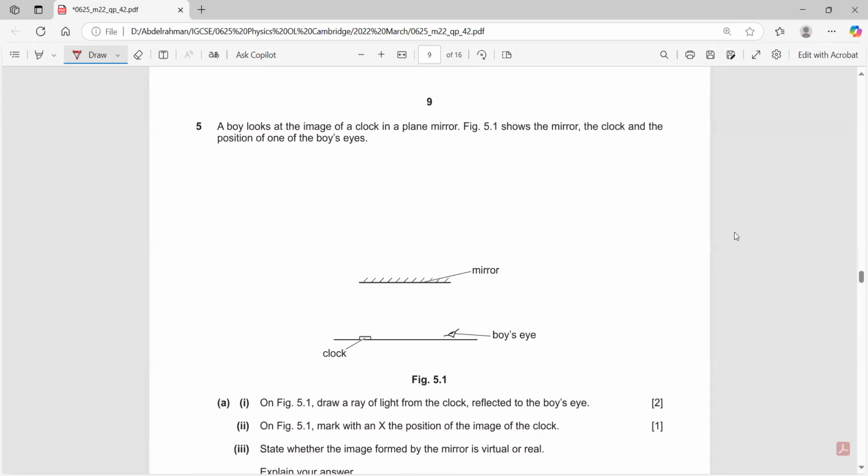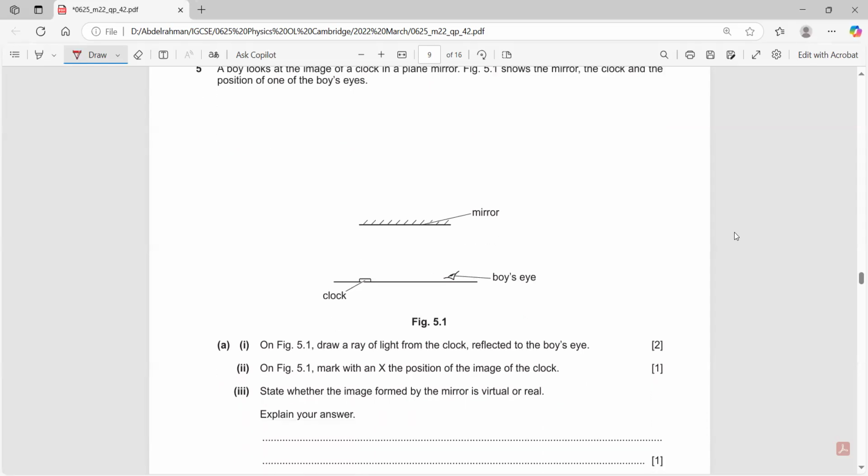A boy looks at the image of a clock in a plane mirror. Figure 5.1 shows the mirror, the clock, and the position of one of the boy's eyes. On figure 5.1, draw a ray of light from the clock reflected to the boy's eye. On figure 5.1, mark with an X the position of the image of the clock. State whether the image formed by the mirror is virtual or real.